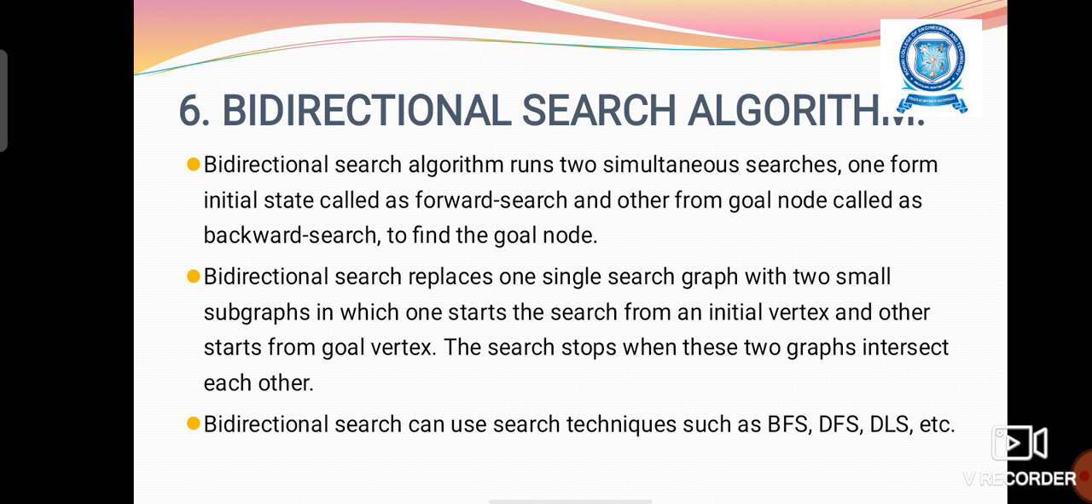It replaces one single search graph with two smaller subgraphs, in which one starts the search from an initial vertex and the other starts from the goal vertex. The search stops when these two graphs intersect each other. Bidirectional search can use search techniques such as BFS, DFS, DLS, etc.